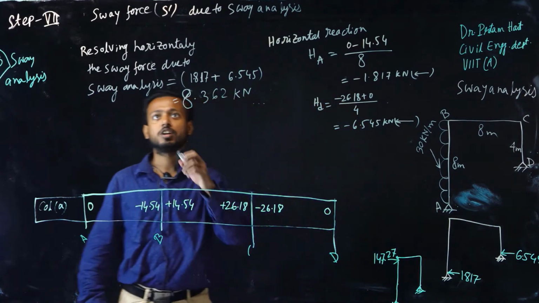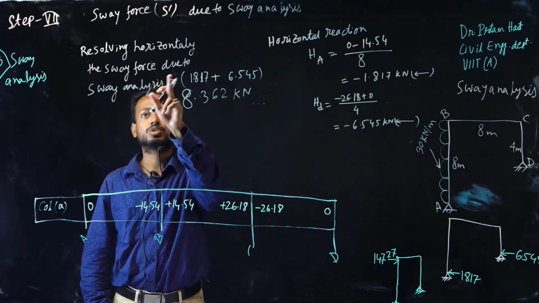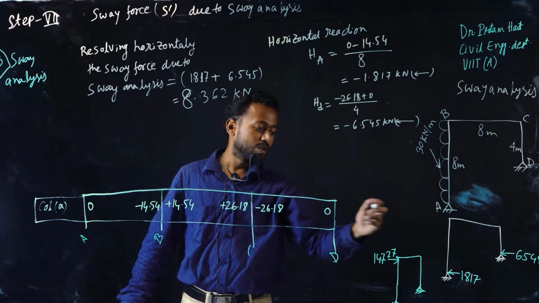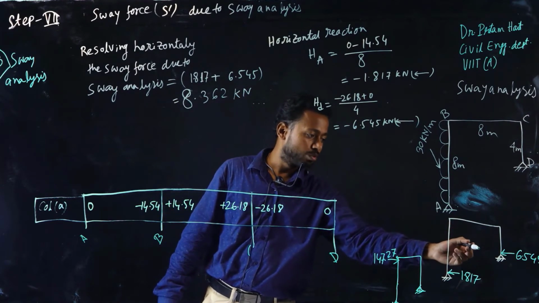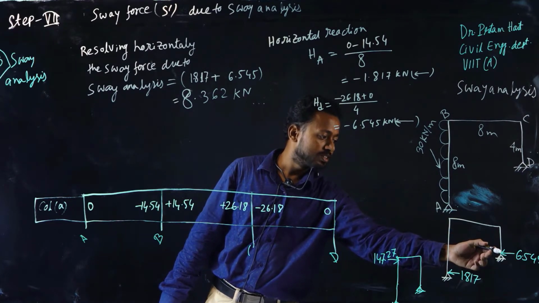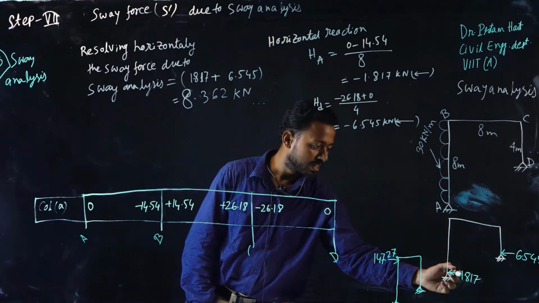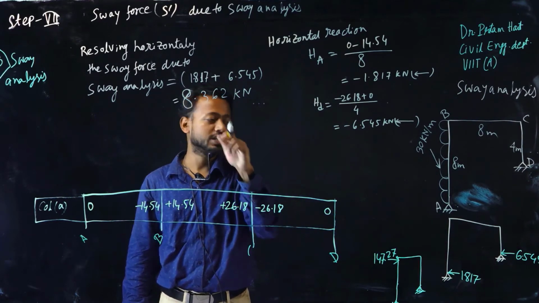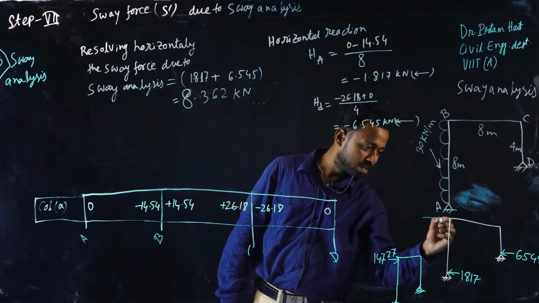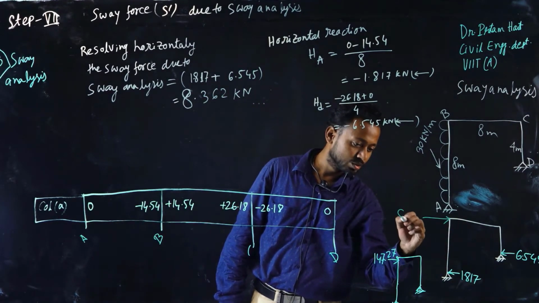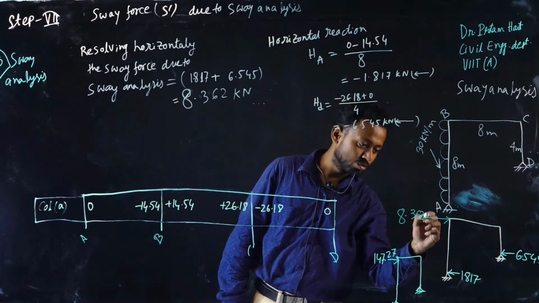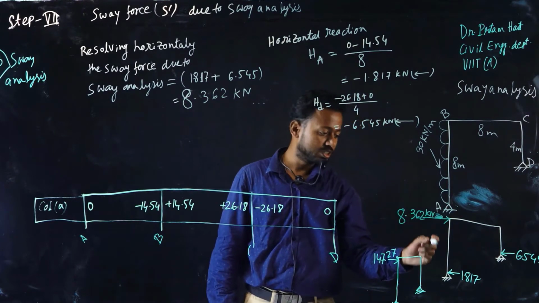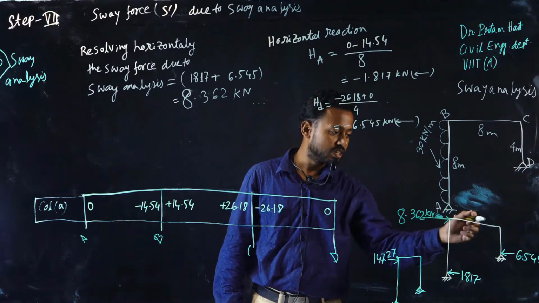Then, resolving horizontally, the sway force due to sway analysis is this force plus this force. You have to calculate the balancing force required to balance these two sway forces. Here it is 1.7, this is 6.5, so add these and you get 8.36. This 8.362 kilonewton is required to counteract this force, to be in equilibrium.